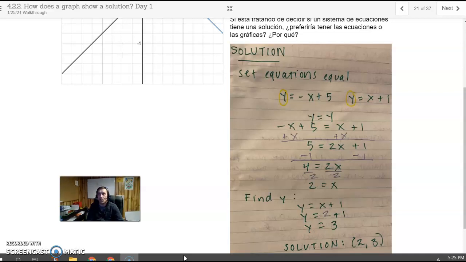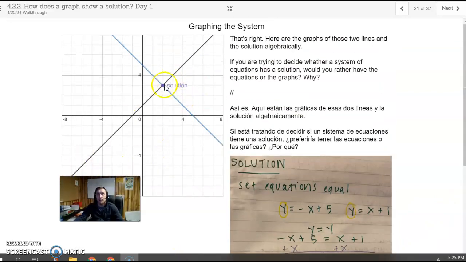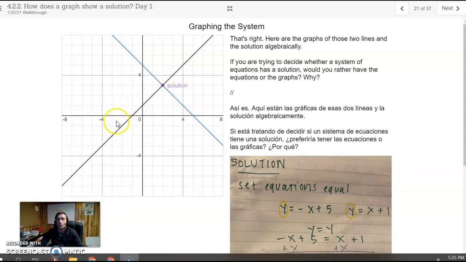In order to find y, we just plug back into the equation. y equals x plus 1, we plug 2 in for x, and we get y equals 3. And the solution is the point (2, 3). If you look at this graph here, then you can see this is the graph of y equals x plus 1, and the blue line is y equals negative x plus 5.